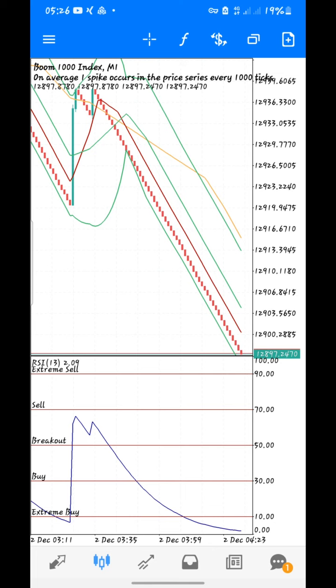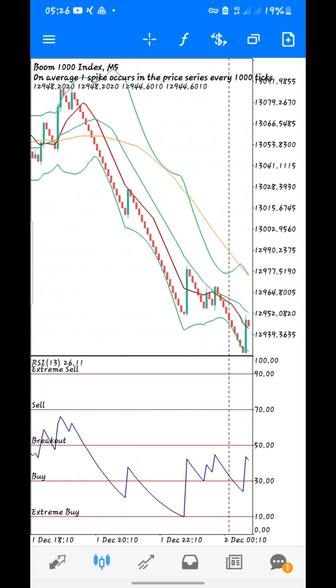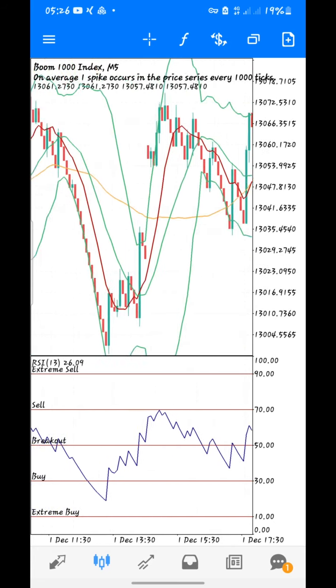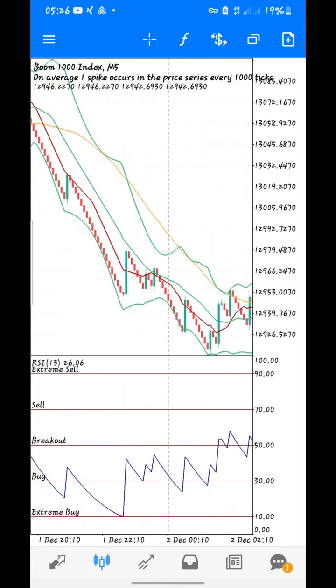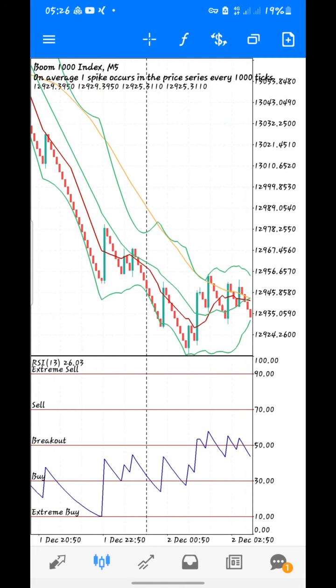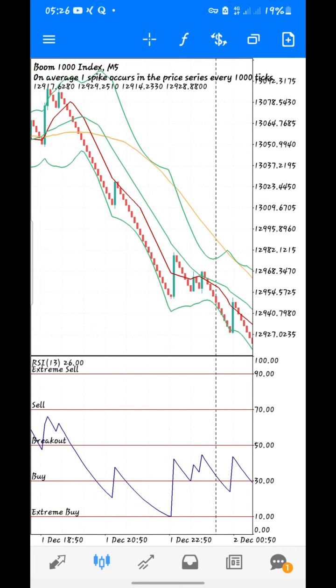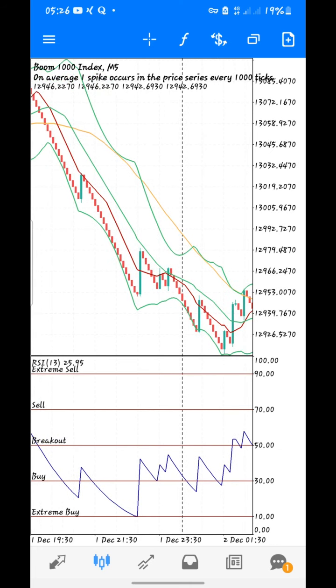So to get our entry points, we're going to be making use of the 5 minutes time frame. So this is boom 1000 index. So what happens here is this. We look for a place where the market has traded for long and has started reversing. So looking at this market here, you can actually notice that this market is on downtrend because it is trading below the orange colored moving average.